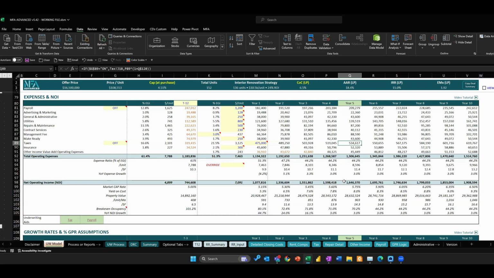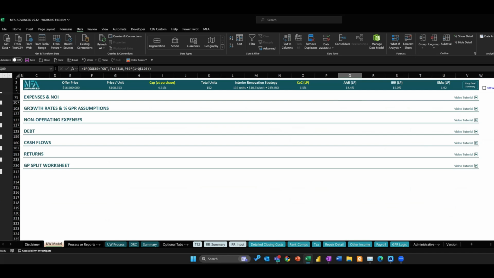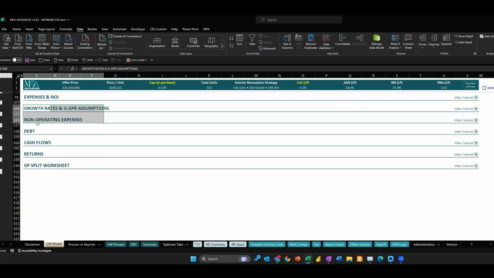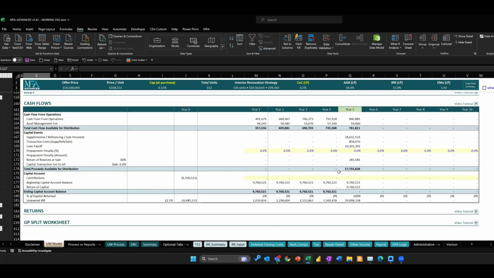Okay, we're going to touch base very quickly on GP split. I'm not going to go over a lot of these sections here. These are outputs only. Like the non-operating expenses, it's an output. The debt is just based on your debt above. And the cash flow, I think, is important. I don't see this in a lot of models, but I really like to see year by year what's happening with the cash flow. So I can see the cash flow from operations, and I can see any cash flows as a result of a sale or refinance.